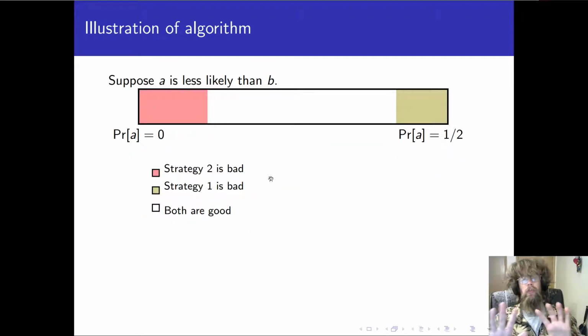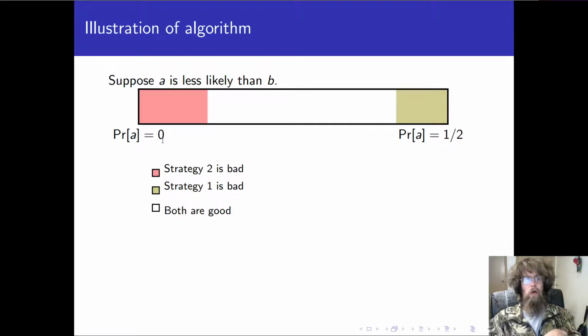Alright, so here's a little depiction of the algorithm. Let's just assume A is the less likely one, so it's got probability between 0 and 1/2. And let's say up to here, A is too small to see reliably, so the second strategy is bad. Up here, A is too close to B, so strategy 1 is bad, and then in this big middle section, both are perfectly fine.